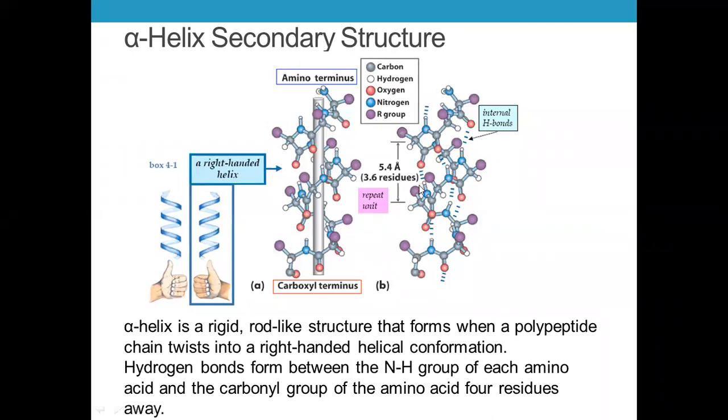It would form a hydrogen bond, this one, C and H, CO and NH. It would form a hydrogen bond, and that 3.6 residues away, or 5.4 angstroms away, is the repeat unit of this structure, the alpha helix. So around 3.6 residues away from the last amino acid, there is another rotation to form the alpha helix. And the rotation is a right-hand helix rotation, alpha rotation.